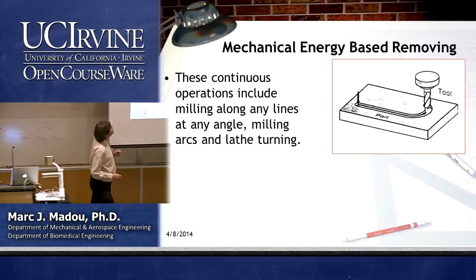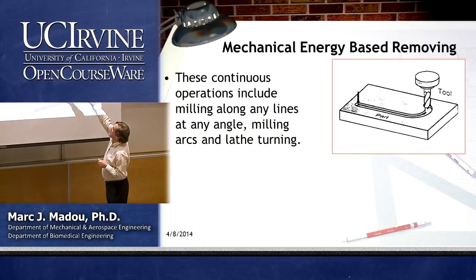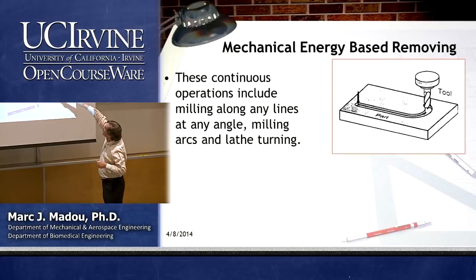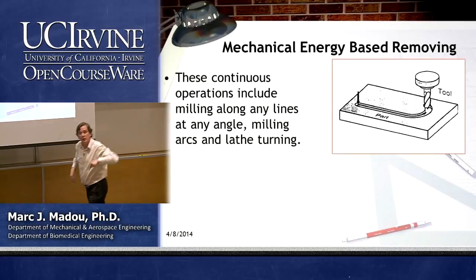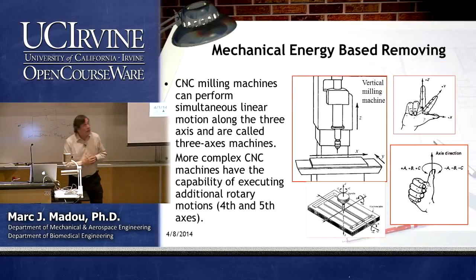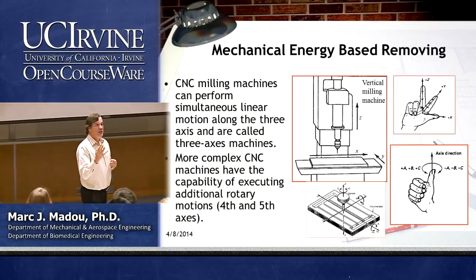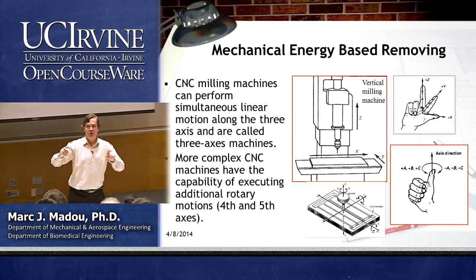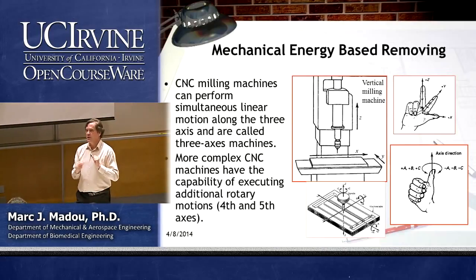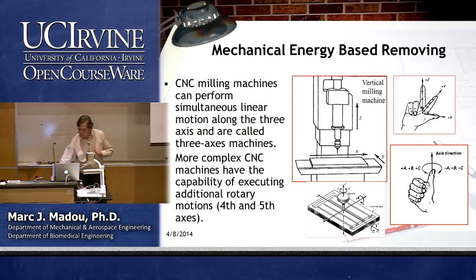And these continuous operating machines include milling along lines at any angle, milling arcs, and lathe turning, which would mean that you could basically turn the piece and also turn the drill, of course, when you wanted to. This comes to 3-axis machining, 5-axis machining, and not 6-axis machining. Remember I told you there's a specific reason why you will never have 6-axis machining. It will become clear from this slide here.